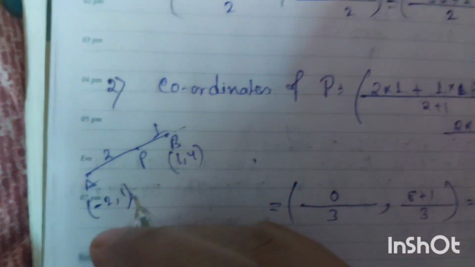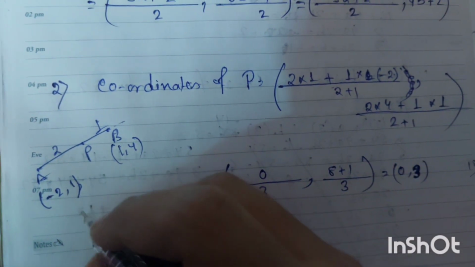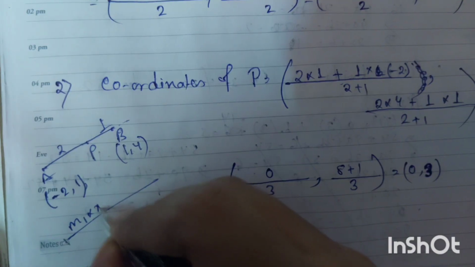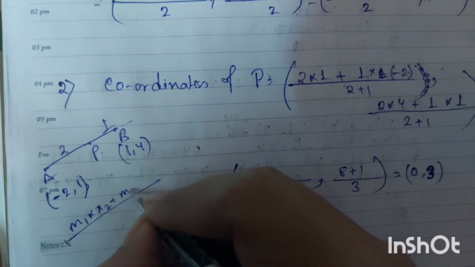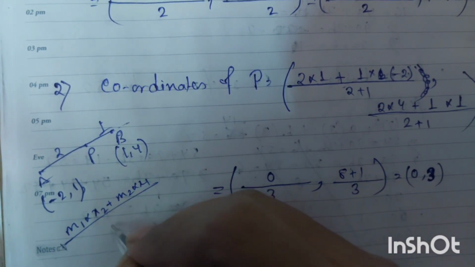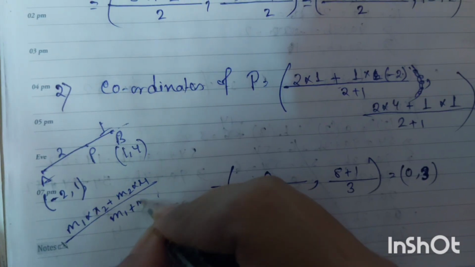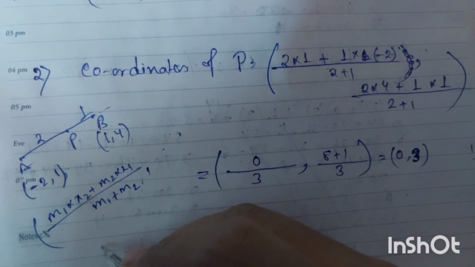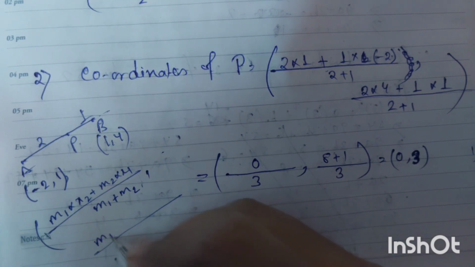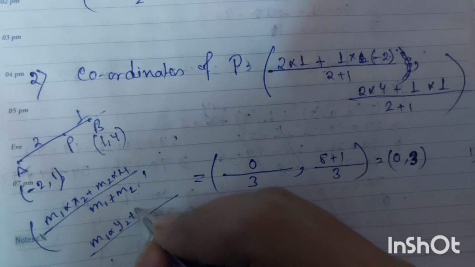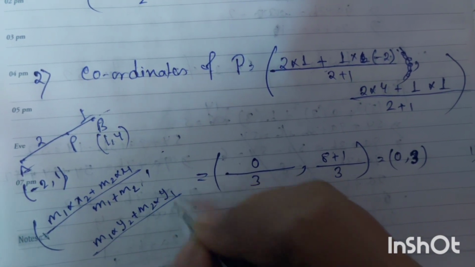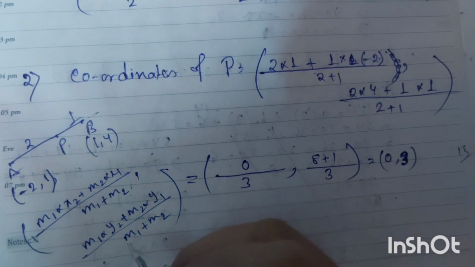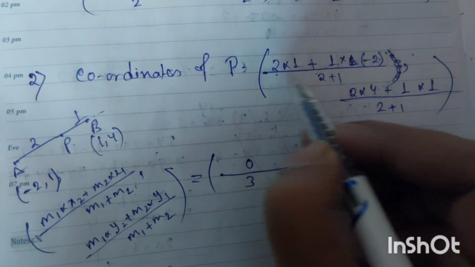So all of you know the formula. The formula is m1 into x2 plus m2 into x1 by m1 plus m2 for the x-coordinate, and for the y-coordinate the formula is m1 into y2 plus m2 into y1 by m1 plus m2. Okay, so using this formula you can find this out.